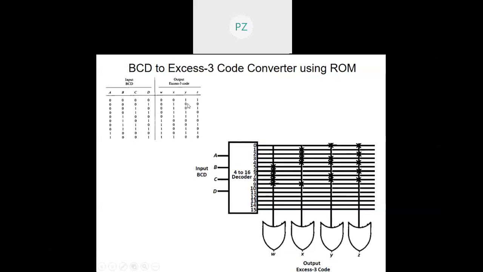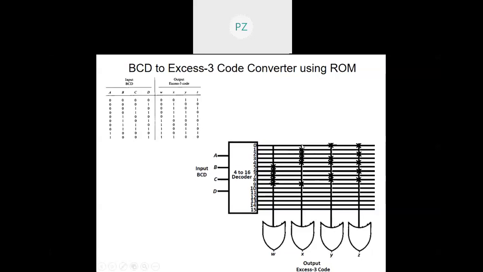Likewise, for Y, M0 is connected, but then M1, M2 are not connected. You have zeros here, right? And then M3 and M4 are connected, so I'm showing a connection here. Then M5, M6 are not connected, I show zeros here. And then M7, M8 are connected, and M9 is not connected. So that will provide the inputs to the Y output.